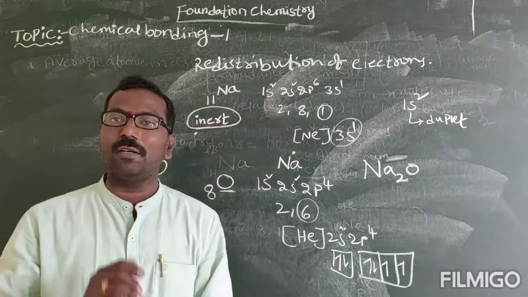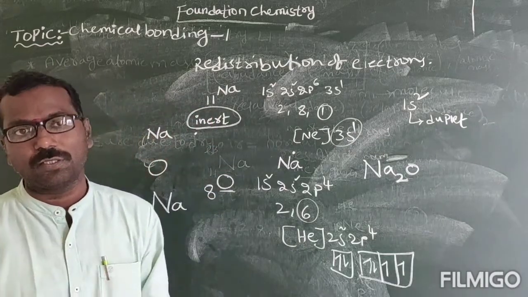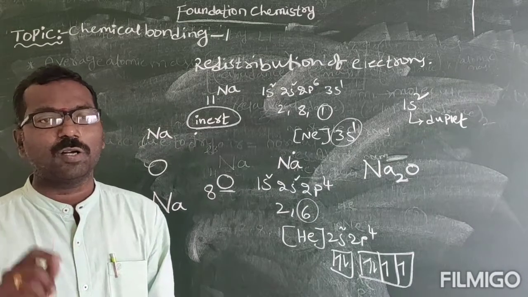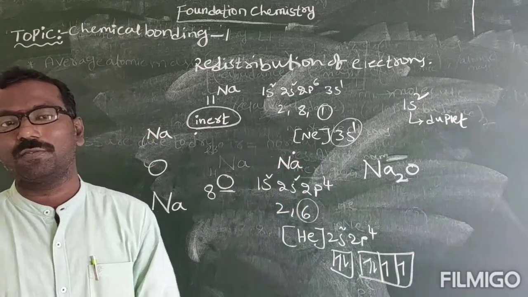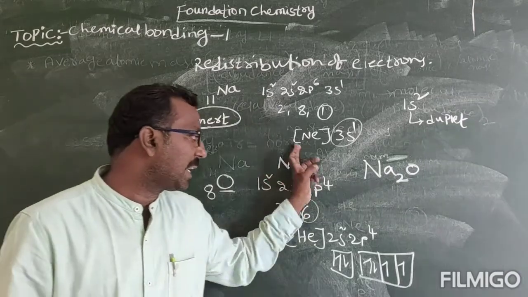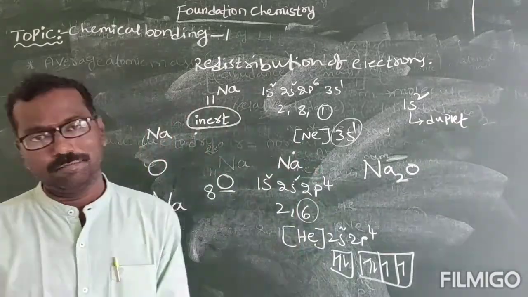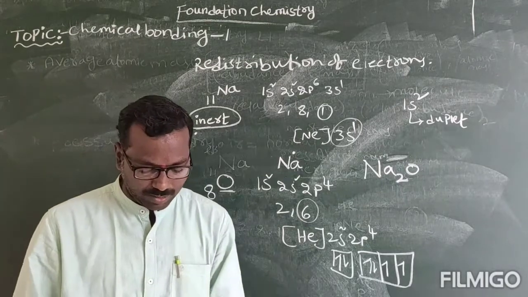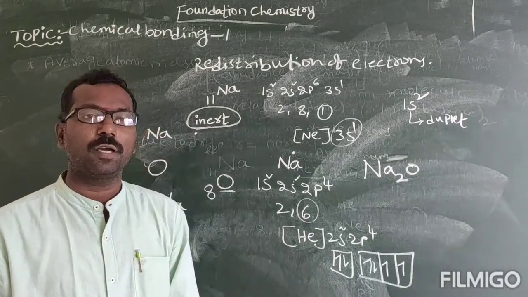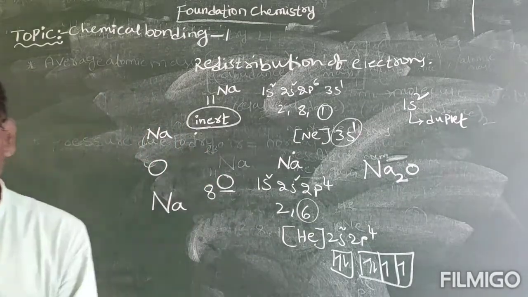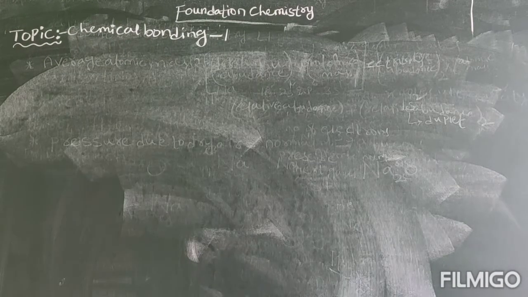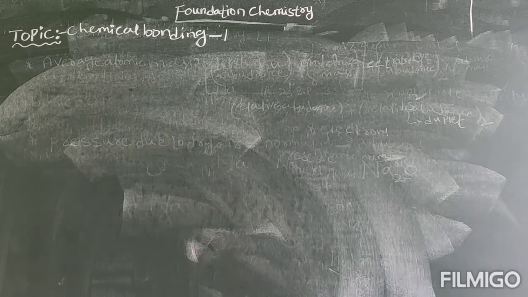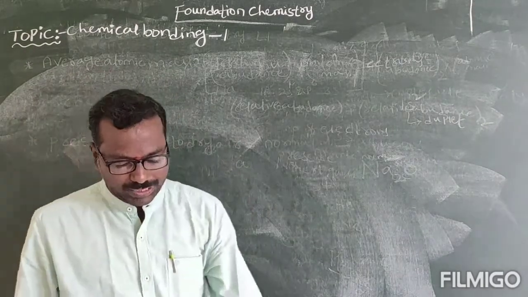Representing the valency electrons using dot or cross is called the Lewis dot formula or cross formula. Only valency electrons you will be representing. That we will see in the coming classes. So now we will be discussing chemical bonding in detail.